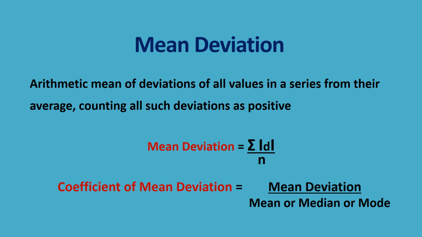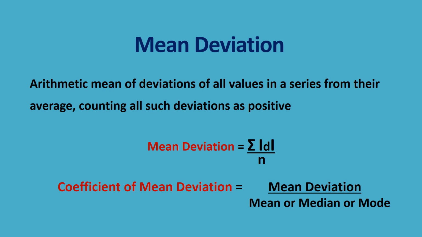Here in this case, the formula is mean deviation is equal to sigma absolute value of d divided by n. The absolute value of d means we are ignoring the plus or minus signs while taking the deviation from the mean. Only the absolute values without considering the plus or minus signs are taken.